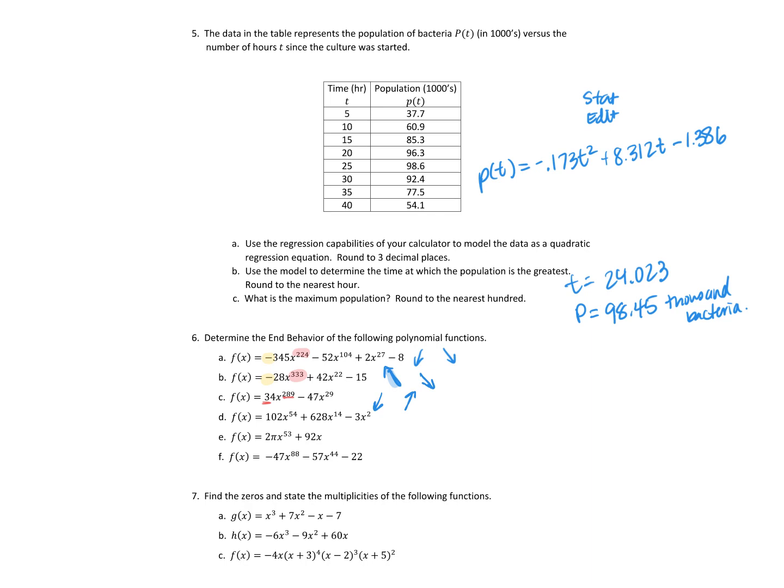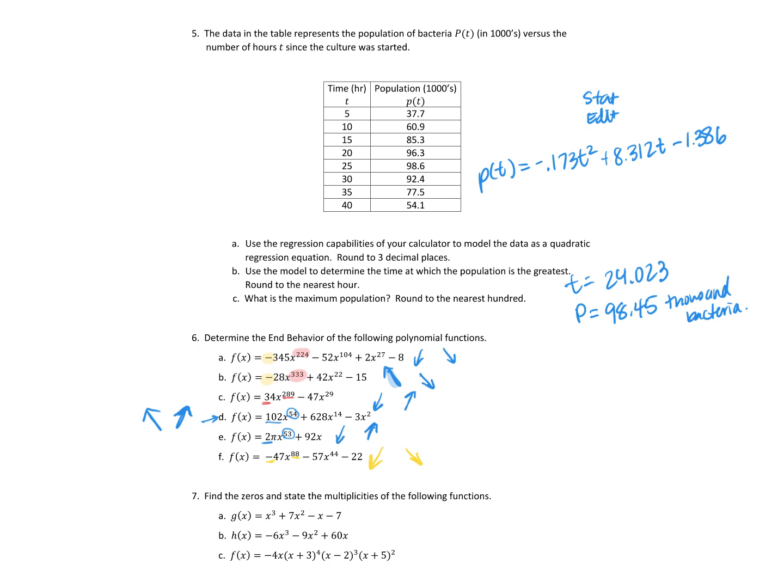For part D, I have an even power and a positive, so it's going to be going up and up, up to the right and up to the left. And for E, I have an odd power and a positive term, so it's going to be going up to the right and down to the left. And then the last one, I have an even power and a negative, so it's going to be going down to the right and down to the left.